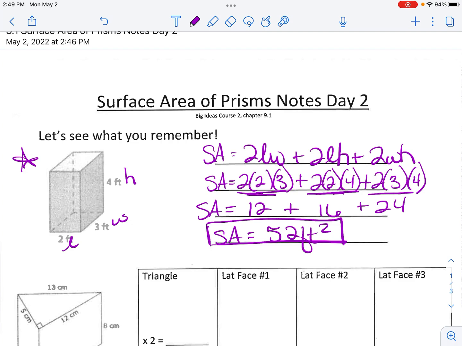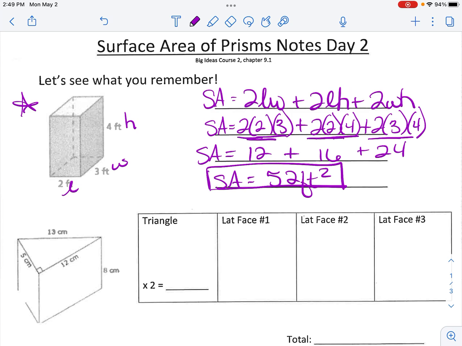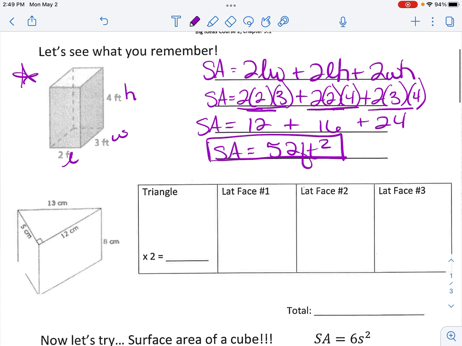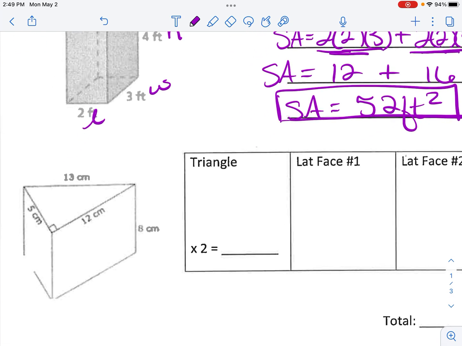Okay, so prisms are easy. You can just plug it into the formula. The next review is the triangular prism. Okay, remember the base is a triangle. Remember to always look for this right angle, and that will give you the base and the height of the triangle.